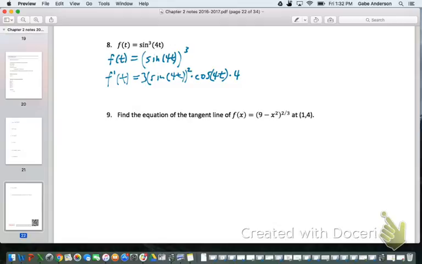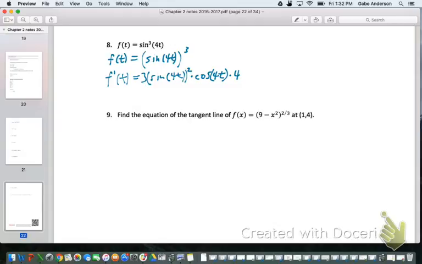Number 9 says, find the equation of the tangent line of f of x equals 9 minus x squared to the 2/3 at the point 1, 4. This is an old skill, right? We've been practicing it for about a week and a half. If I'm going to find the equation of the tangent line, I've got to find 2 things. What are they? The slope of the tangent line as well as the point of tangency.